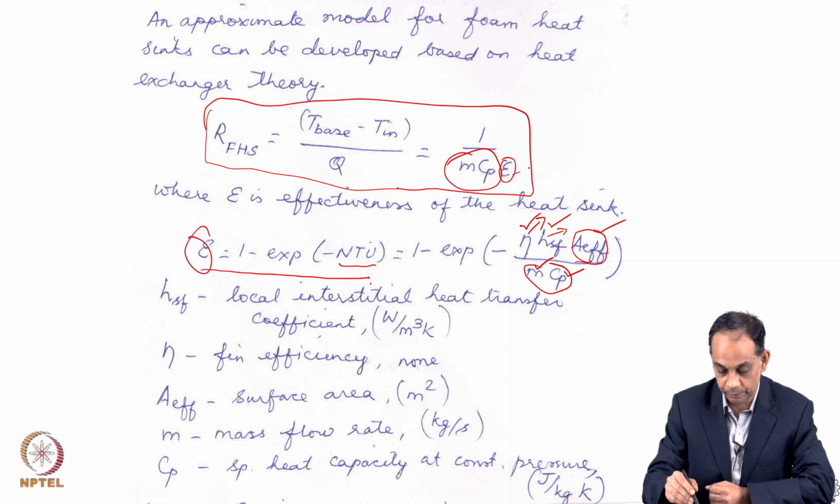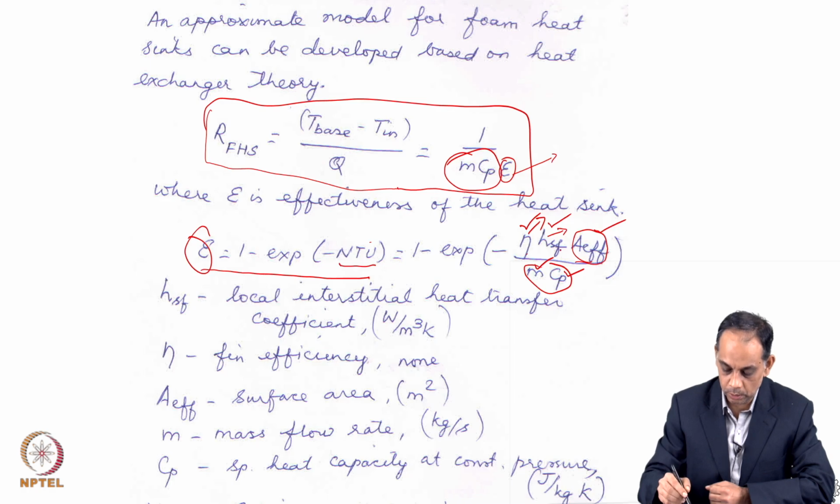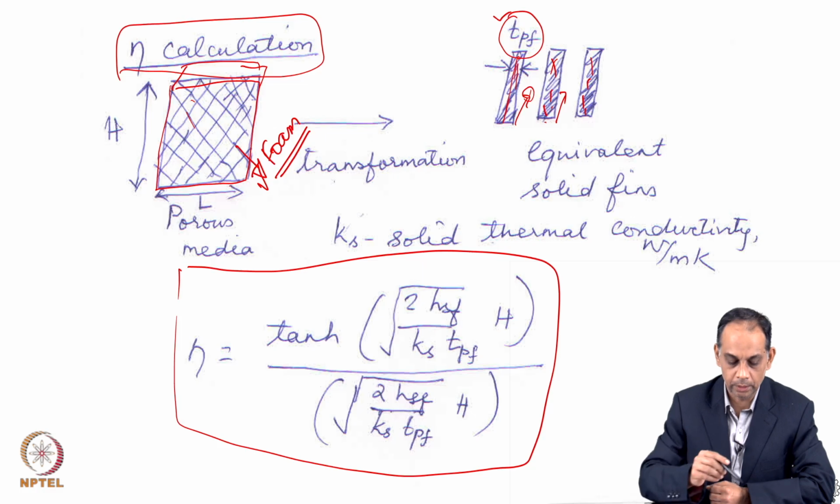It's just that we need to find a path to figure out its effectiveness, and for that we needed a local or interstitial heat transfer coefficient, and then the surface efficiency eta times A effective. We found there was a correlation we can use for foams from Kalmadi and Mahajan, and then we started to discuss how to map the foam into equivalent solid fins.